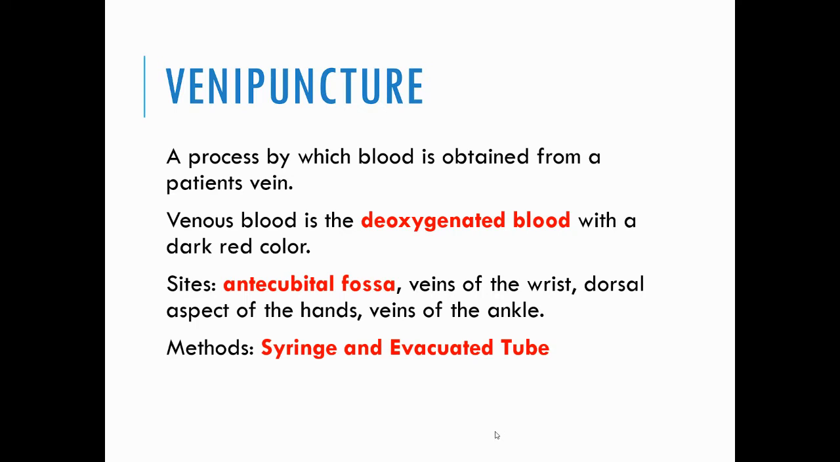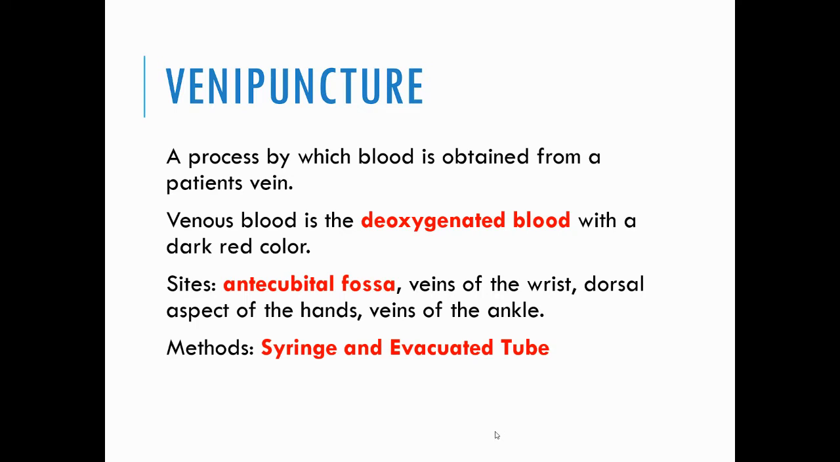Because in the previous discussion, we were able to tackle capillary puncture, and in capillary puncture, obviously, the blood is obtained from the capillaries. Now, venous blood is the deoxygenated blood with a dark red color. And the sites for venipuncture, or where you can obtain blood, or which veins, are the antecubital fossa, the veins of the wrist, the dorsal aspect of the hands, and the veins of the ankle.